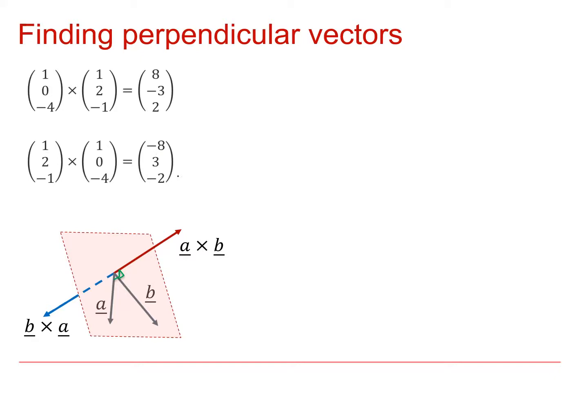So to summarize this then, if we want to find perpendicular vectors for these two, let's call these A and B. And it doesn't matter if we do A cross B, so we end up with this result, or whether we do B cross A and we end up with this result, we get a vector which is perpendicular to the other two vectors.